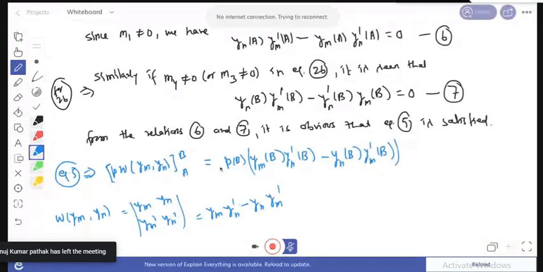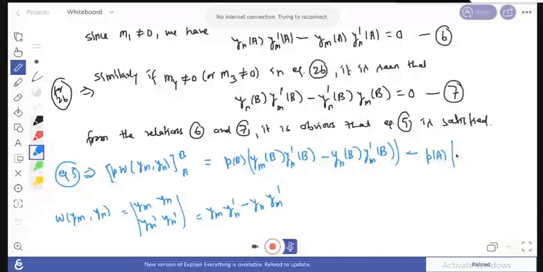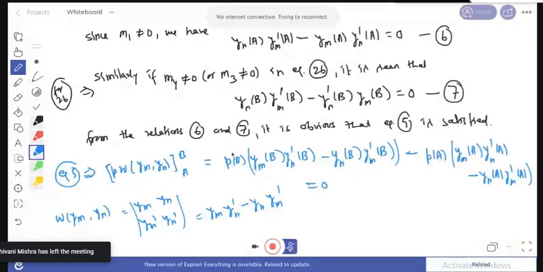Okay, this is the first term. Then minus, if we put the lower limit, p of a times ym a yn prime a minus yn a ym prime a. If you look here at equation 6, yn a yn prime a equals this thing, so these two are the same, so this becomes 0. From equation 7, this equals this thing, so this minus this equals 0. That's why this into 0 equals 0. So equation 5 is satisfied.